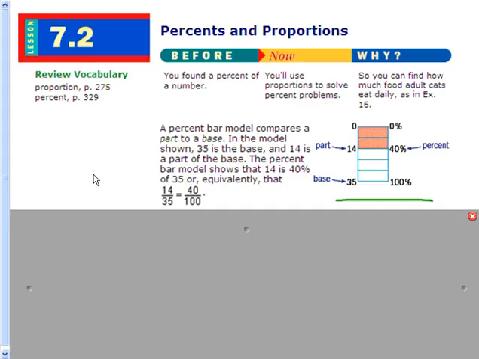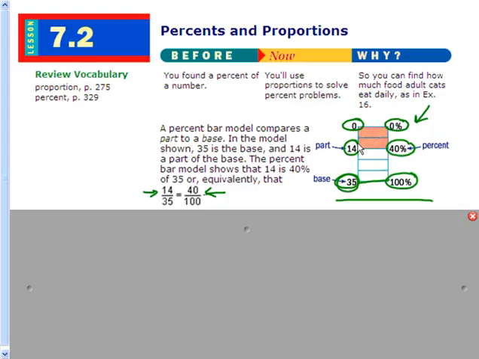The percent bar model shows that 14 is 40% of 35, or equivalently that 14 out of 35 is equivalent to 40 out of 100. So again, looking at the bar model over here, you can see how if you have $35 as your total, that's 100% of what you've got. If you didn't have any money, you'd have 0% of 35.